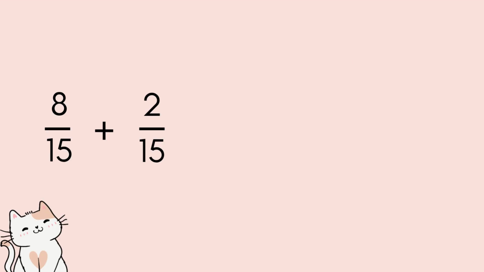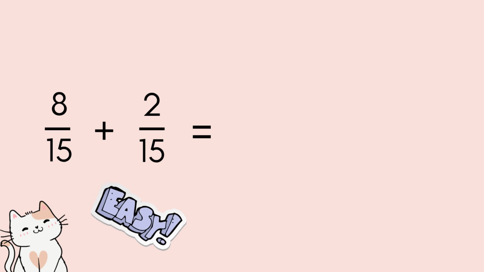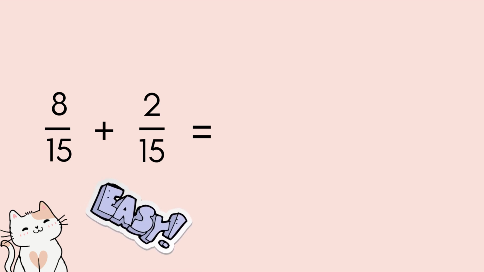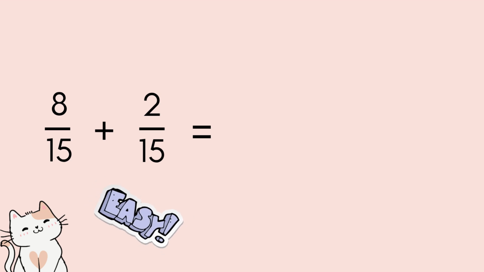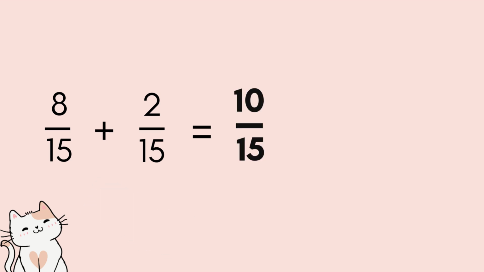Let's do another one. Try adding 8 over 15 and 2 over 15. Easy, right? Just add the numerators. 8 plus 2 equals 10, and keep the denominator, 15. So we get 10 over 15.